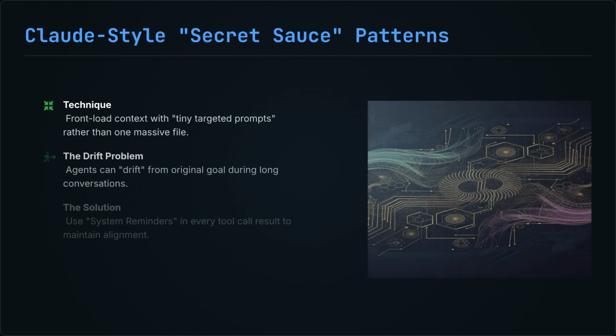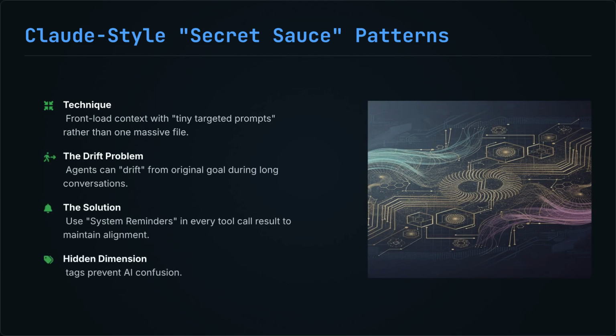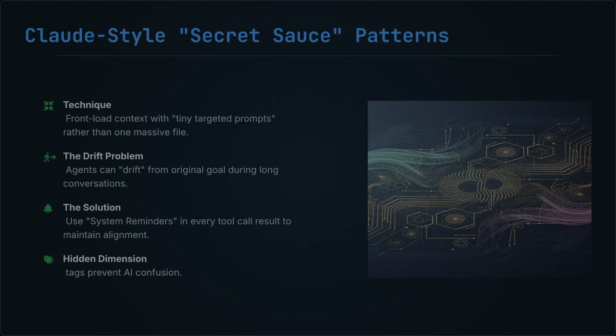Claude-style secret sauce patterns involve front-loading context with tiny, targeted prompts. To prevent agents from drifting from the original goal, use system reminders in every tool call result to maintain alignment.